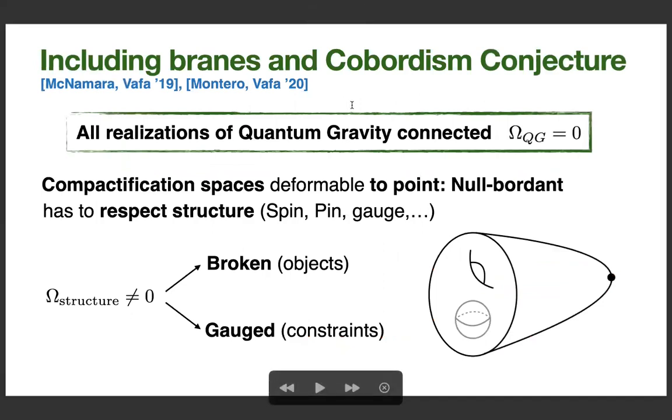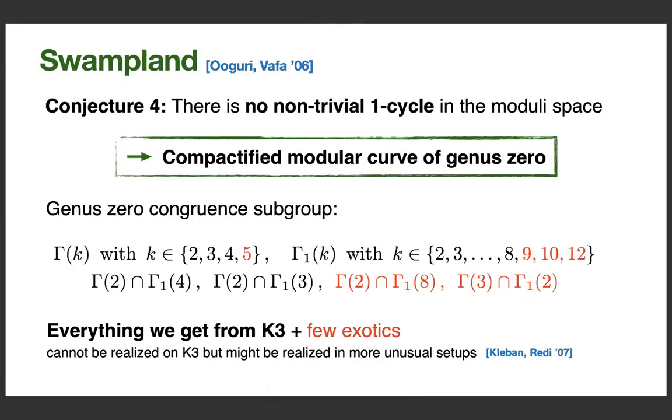Sorry, can you go back for a moment? So you said that the extra cases can be realized by a few exotics. What do you mean there? So what I mean is that you cannot realize it in terms of a K3 manifold, because if you check the genus 0 subgroups that are not in these K3 classifications, you will find that you would have to add a number of branes that would oversaturate your 24 singularities in the K3.